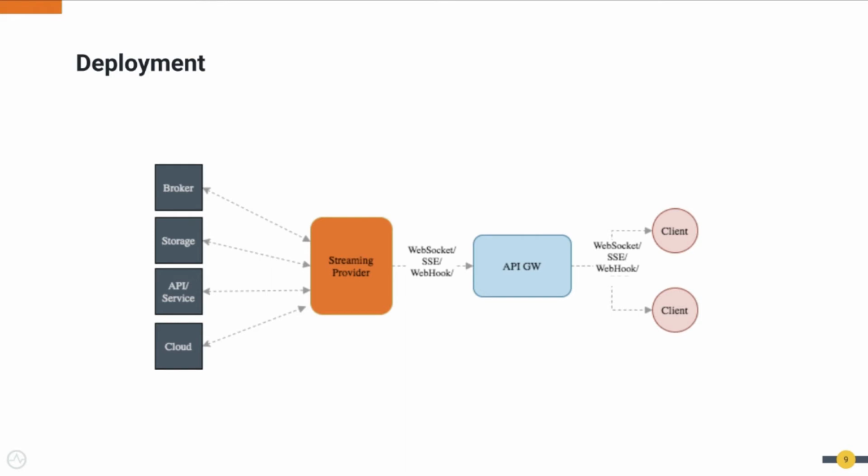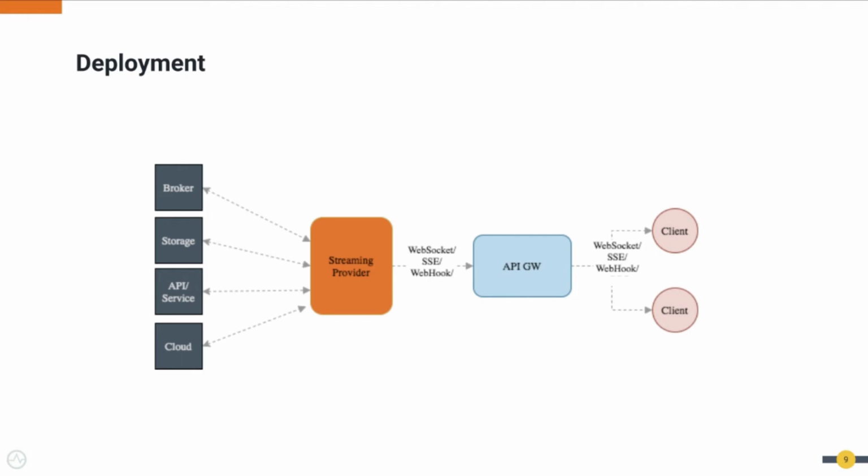Let's see a sample deployment. There will be mainly three parties involved in a setup. First, the stream provider. The stream provider will generate an event stream and publish it to the gateway via WebSockets, Webhooks, or SSE protocol. The stream provider will do all the heavy lifting required to generate the final stream. It can manipulate the stream before passing it to the gateway.